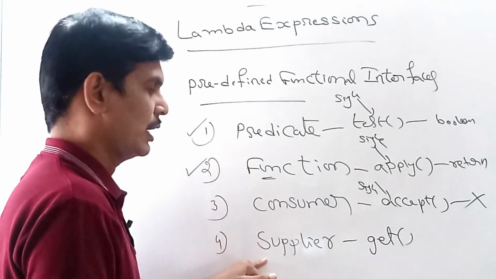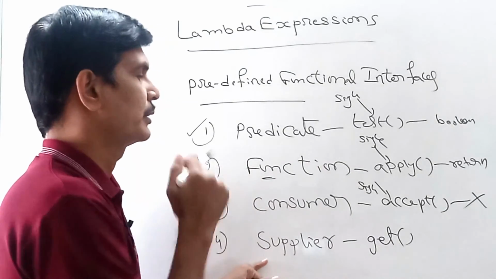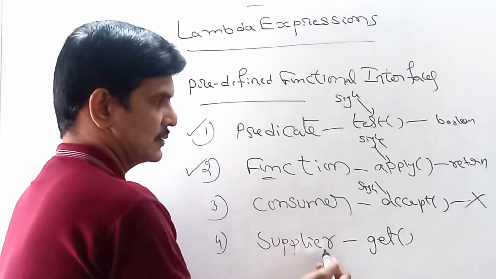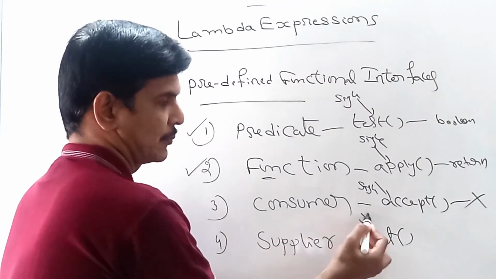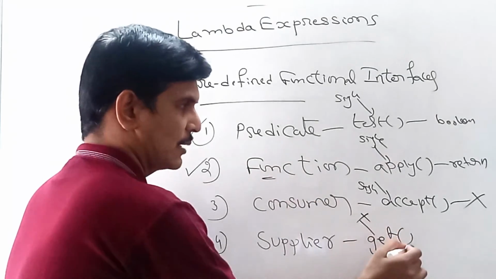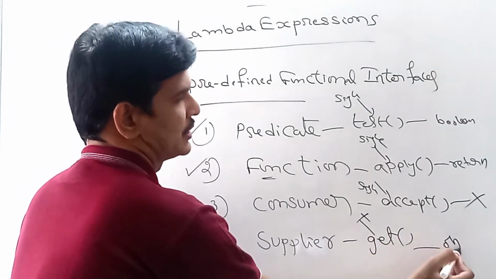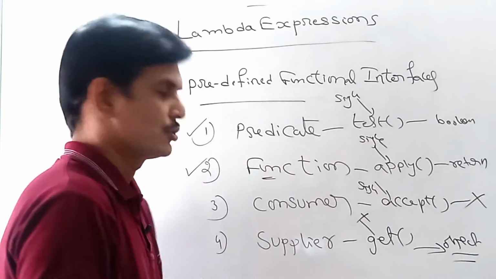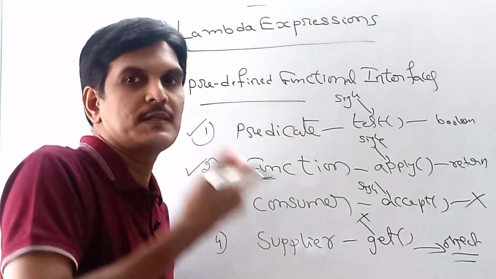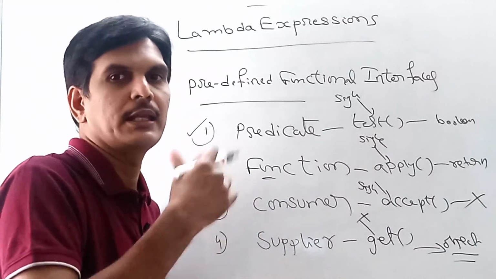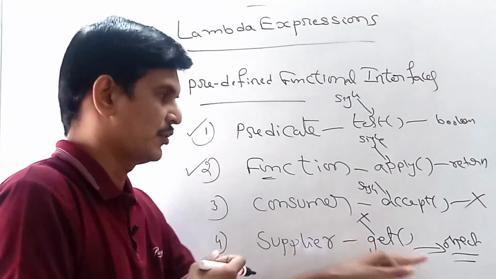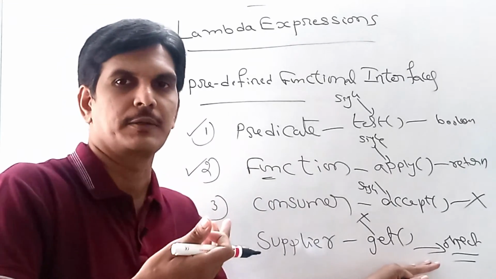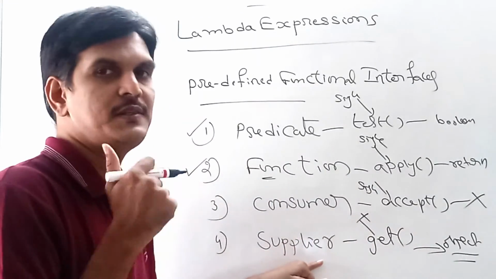Other than this we also have supplier. This is also a predefined functional interface, which has the get method. This particular supplier will not take any parameter or argument, but it will supply some value or some object, which will be returned. Supplier means it will always supply something, but it doesn't take any input. It does some action and supplies or returns some object or element. In those cases we can go for supplier.